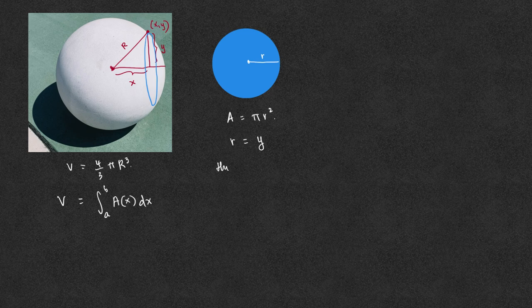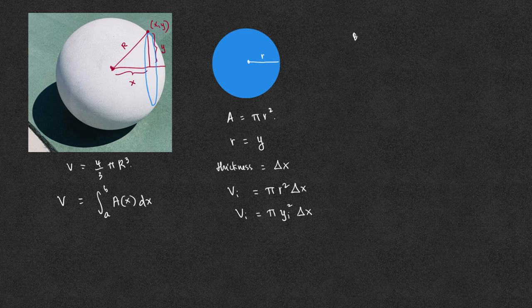In this case, the thickness of the cross-section is delta x because we slice it perpendicular to the x-axis. The volume of this slice is the area of the cross-section, pi r squared, times the thickness delta x. This is pi y squared delta x because the radius is y.